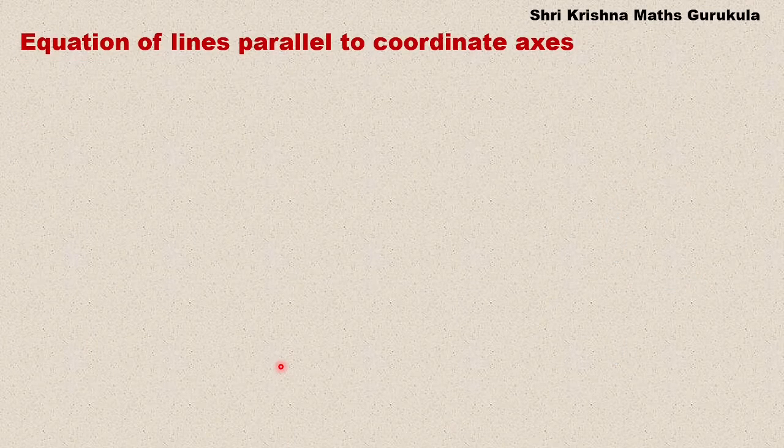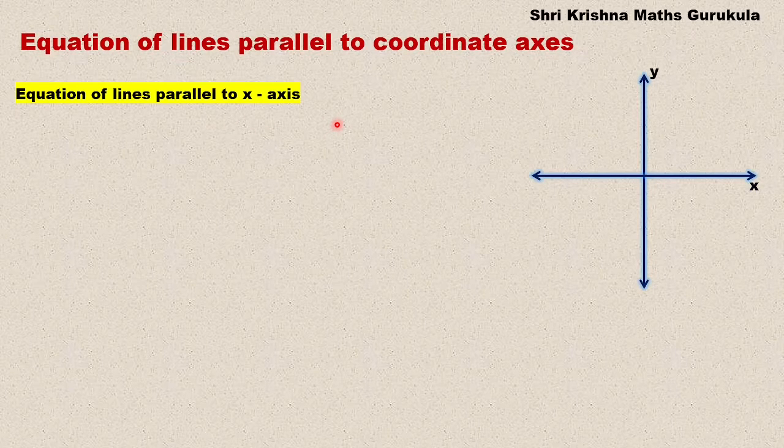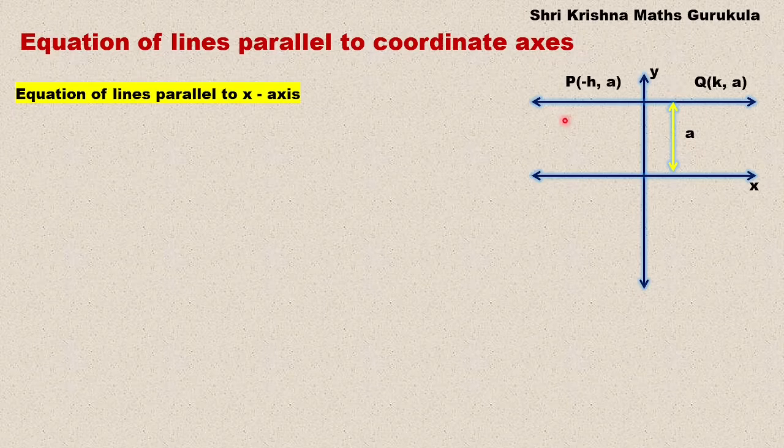Equation of lines parallel to coordinate axis is what we are learning in this video now. So first we will learn equation of lines parallel to x-axis. Consider the coordinate system. I am considering a line which is parallel to x-axis and it is at a distance of a units from x-axis. Clear? Maybe this a can be 2, 3, 5. It can be anything. You consider any point on this line, which is at a distance of a units from x-axis.